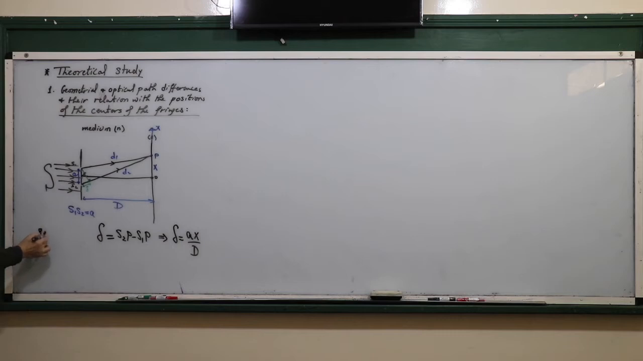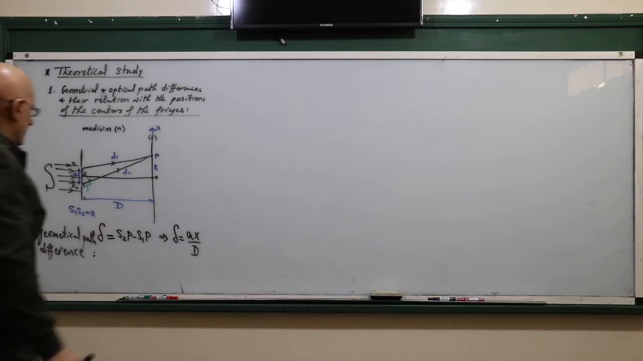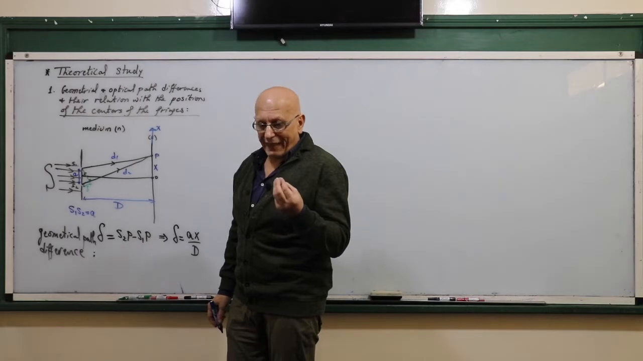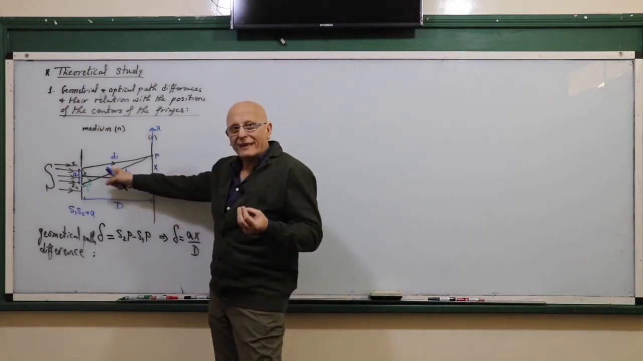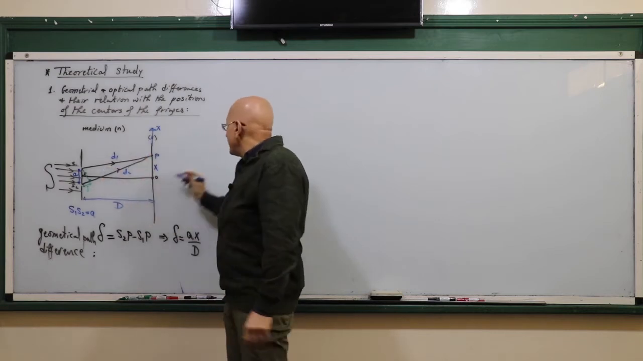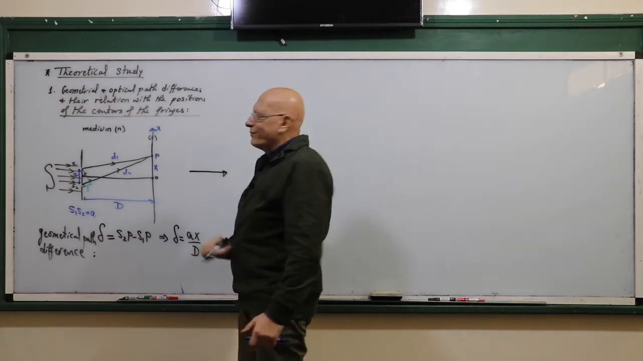So the geometrical path difference, which is represented by delta. Now, what is the optical path difference? Take care about this. We said that the optical path is the path that corresponds to the geometrical path in vacuum during the same time t. So this means I want to change this one to vacuum.